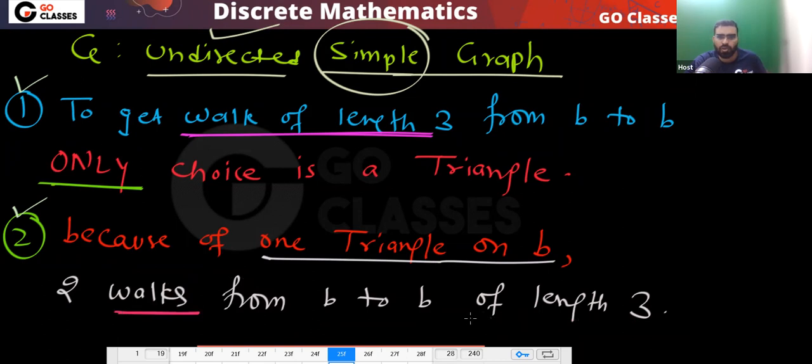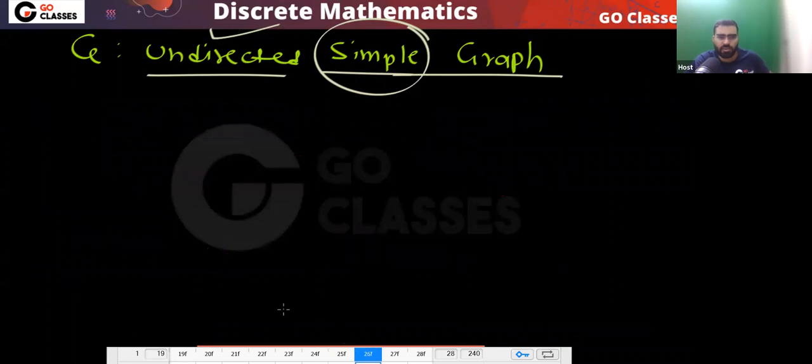Walks of length 3. Who will calculate? Tell me which power you will calculate. Which power are you going to calculate? Power 3. Very good. So you are going to calculate power 3. So very simple. You have an undirected simple graph, then you can calculate power 3.